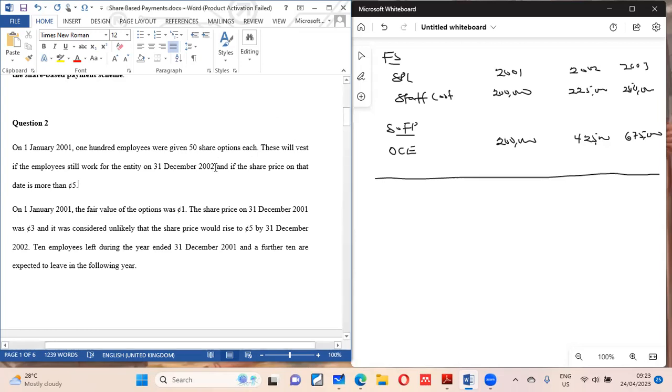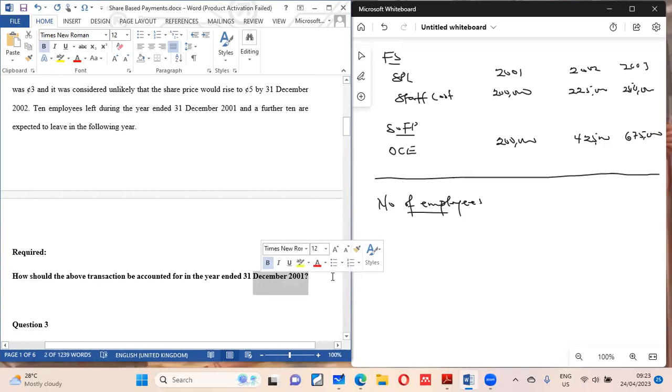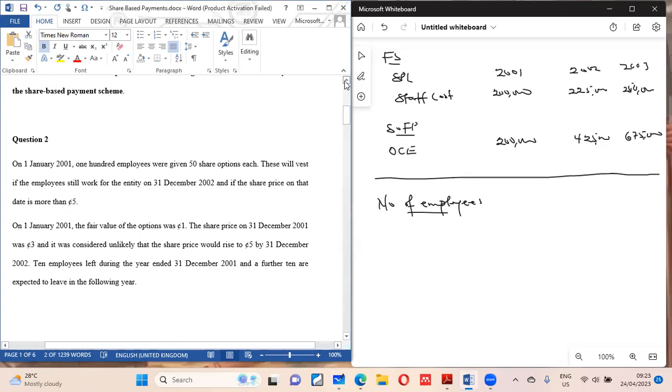All right. So this is the vesting date. Now that you know the vesting date, I just want you guys to help me figure out the number of employees who will be there to vest by that vesting date. Using this part, 10 employees left during the year 2021, and a further 10 is expected to leave in the following year. So what will be the number of employees? Listen, the question is requesting that you do this as of December 2001. But I just want the number who will be there.